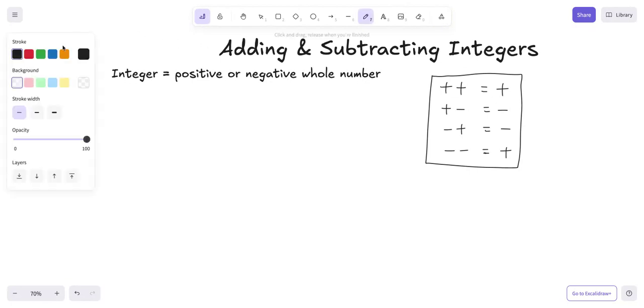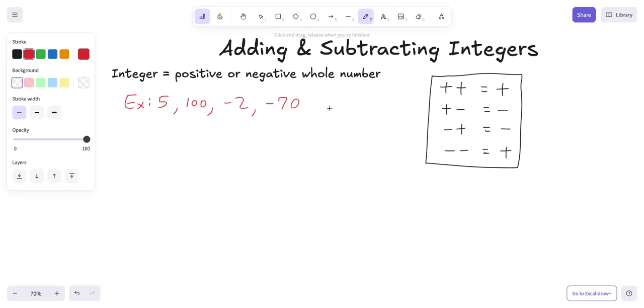So for example, integers could be like 5, because that's a whole number. It could be 100, that's a whole number. It could be -2. It can be -70. Integers are not decimals or fractions. They're just whole numbers.